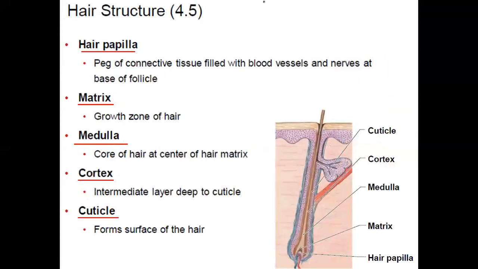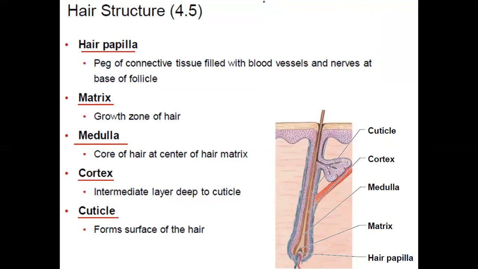So the papillae, in the structure of a hair, there's a papillae, this bump here. And a papillae is really just a bump. We talked about dermal papillae in the dermis, like this bump here is a dermal papillae. Right here is the papillae. That's basically connective tissue filled with tons of blood vessels and nerves at the base of the follicle.